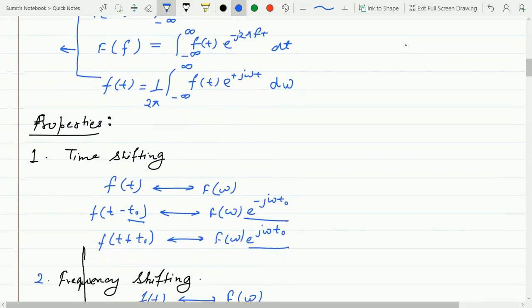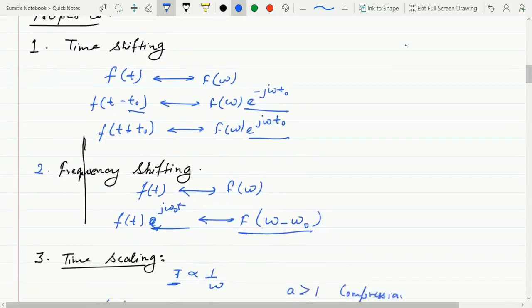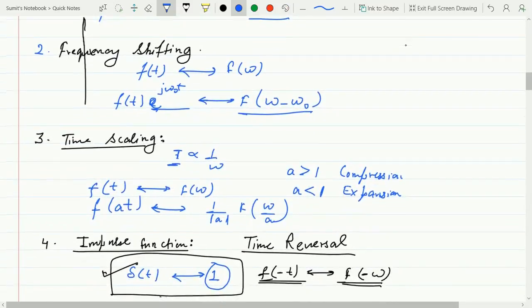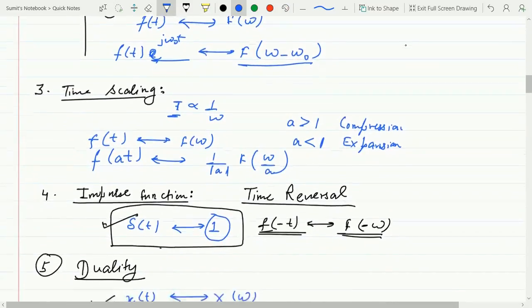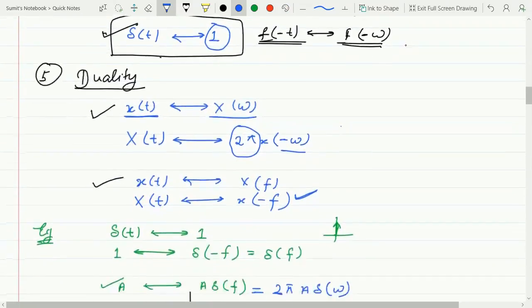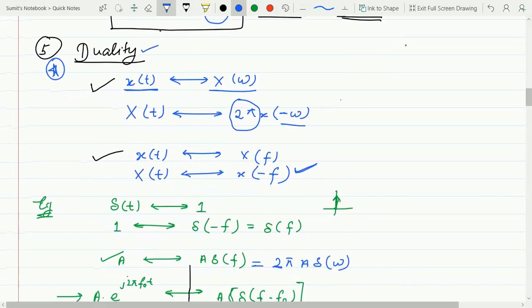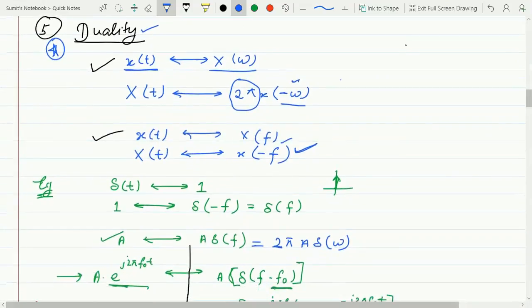Then we saw some properties of Fourier transform. We saw the time shifting property, frequency shifting, time scaling, and also time reversal, which was a direct result of the time scaling property. Then we saw the Fourier transform for the impulse function and the very important duality property. In GATE you find a lot of questions where direct Fourier transform is not asked; they will somehow try to use this duality property in the question. So we saw the duality property, how to use it in the f domain as well as the omega domain.